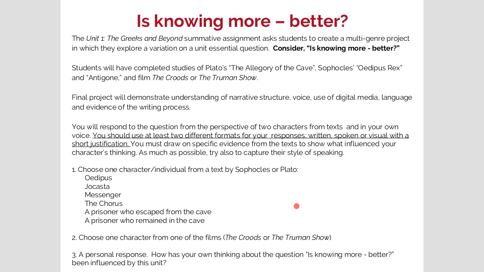But in addition to that, he also created, wait a minute, I'll show you the assignment. It's right here. So this was the assignment for my students. They had to choose one character from Sophocles or Plato, and we also looked at the film The Truman Show and The Croods, and they had to answer the question, is knowing more better, from 2 of those characters. Additionally, they had to have their own personal response to is knowing more better. And they got to do it in a variety of different ways.